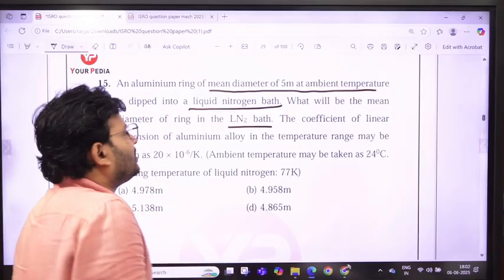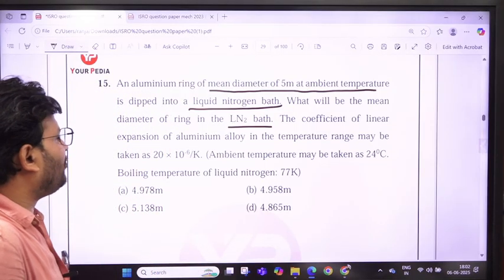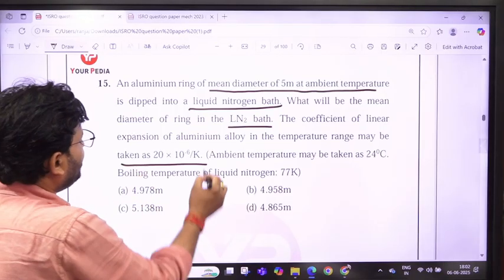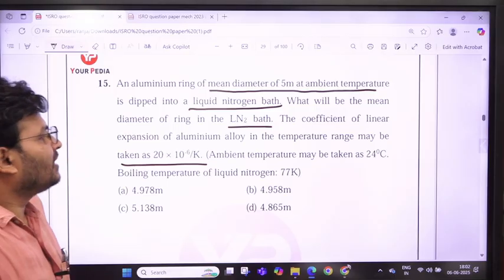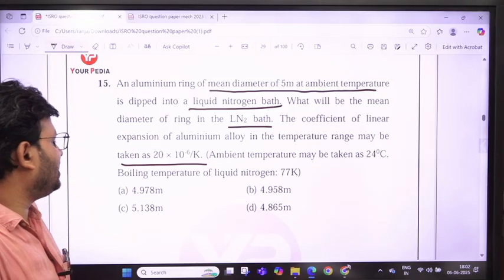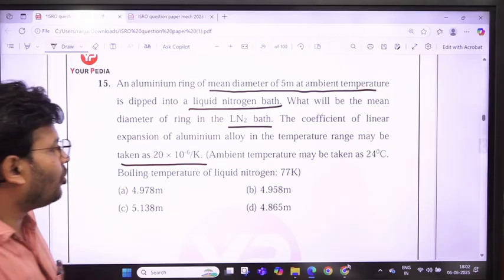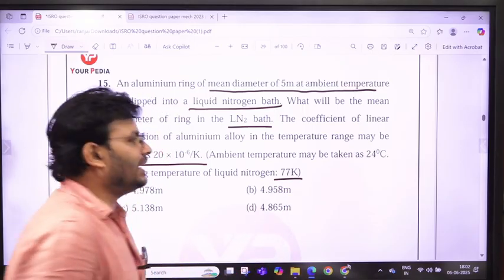The coefficient of linear expansion of aluminum alloy in this temperature range may be taken as 20 into 10 to the power minus 6 per Kelvin. Ambient temperature may be taken as 24 degrees Celsius. Boiling temperature of liquid nitrogen is 77 Kelvin, and that you have to use.